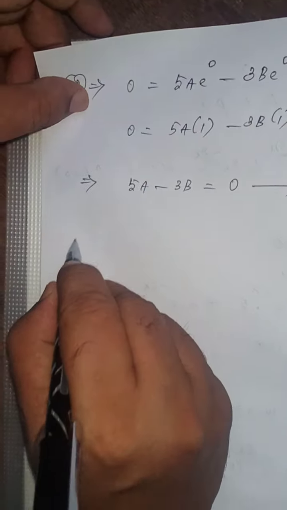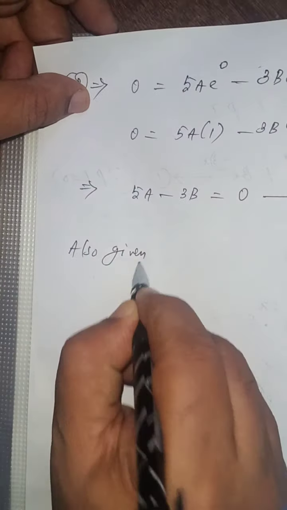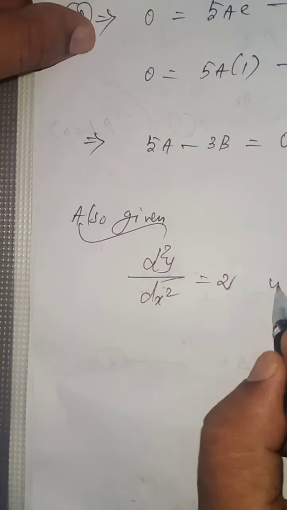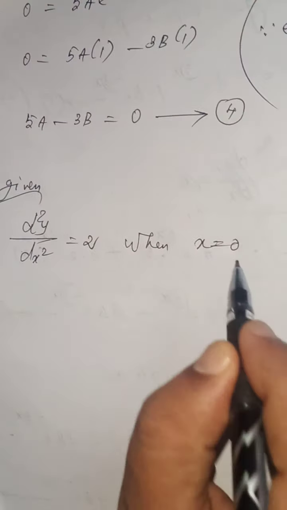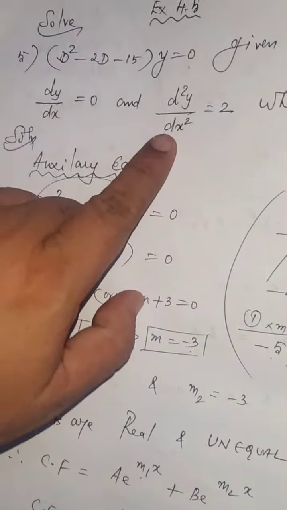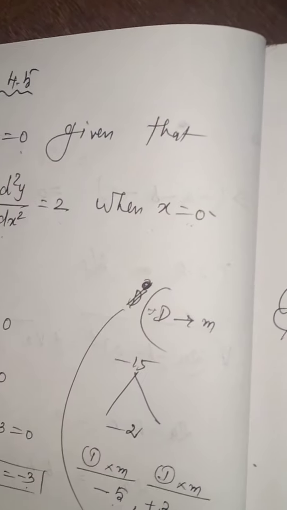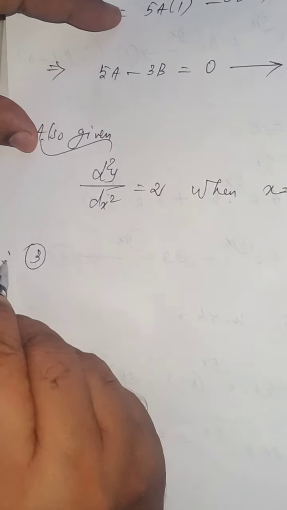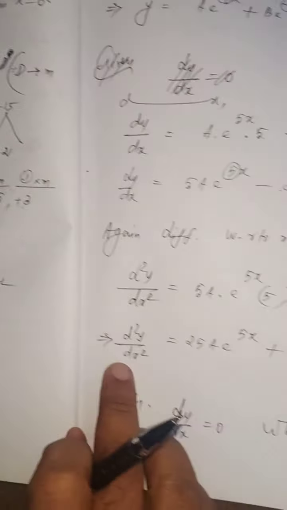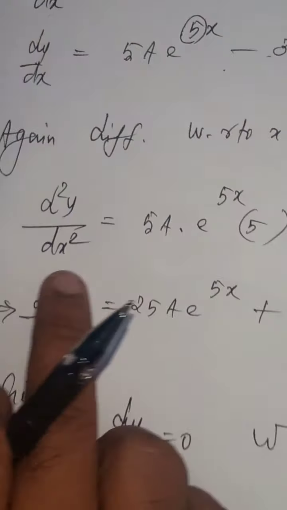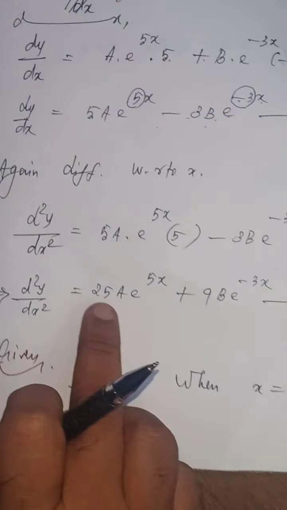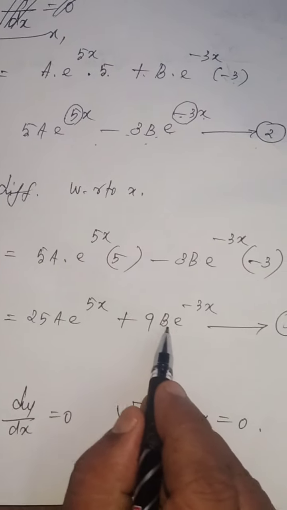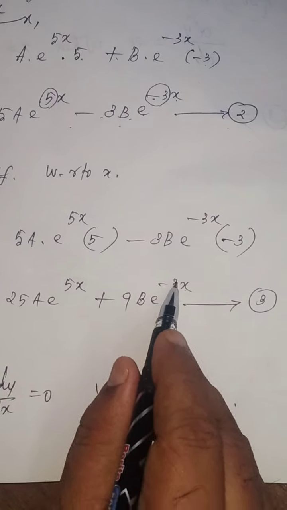Now, also given d squared y by dx squared equals 2 when x equals 0. The x equals 0 is common for both. So equation number 3 implies, in equation number 3 only we have d squared y by dx squared, correct? Replace d squared y by dx squared by 2. 2 equals 25a into e power 5 into 0, e power 0 only. 9b into e power minus 3 into 0 is e power 0 only, correct?